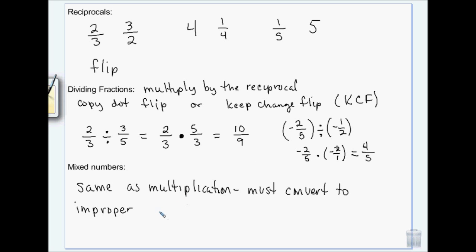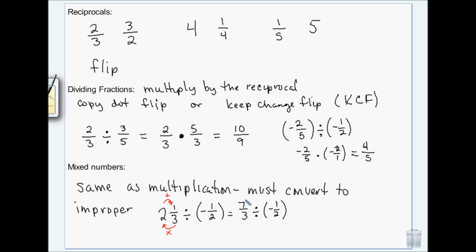If I have 2 1/3 and I want to divide that by, let's say, negative 1/2. I have a mixed number and a fraction, but I can't divide this. So I'm going to convert that first. So multiply and then add. So this is going to become 6, 7. Sorry, I was adding and then adding. Okay, so 7/3 divided by negative 1/2.